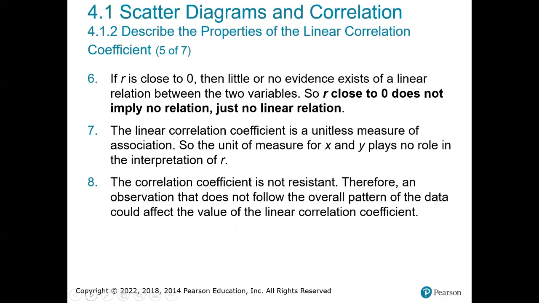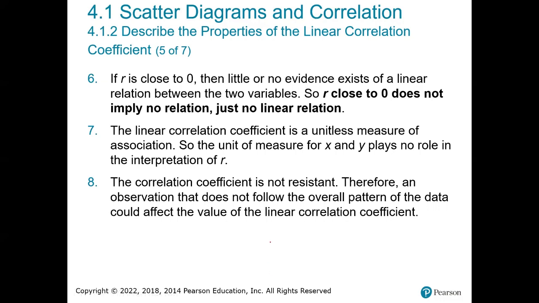If R is close to 0, then we have little or no evidence of a linear relationship. Okay, it doesn't mean that there is no relationship at all. It just means we cannot do a linear relationship. It could be a curved relationship. There is no unit that is attached to this. It's just a number that tells us how strong and the direction of our relationship.